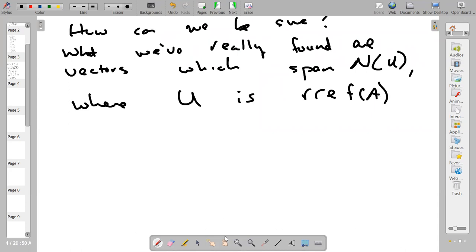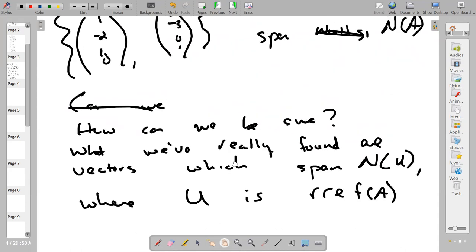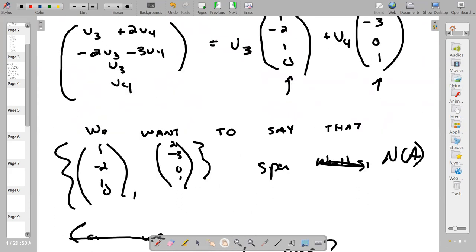And you can check this, pretty much immediately because all the steps, it's pretty evident, you know, that we're building these vectors in that way. We're building the characterization of this null space in that way. So basically, if you take 1, negative 2, 1, 0, if you were to take that vector and plug it in.